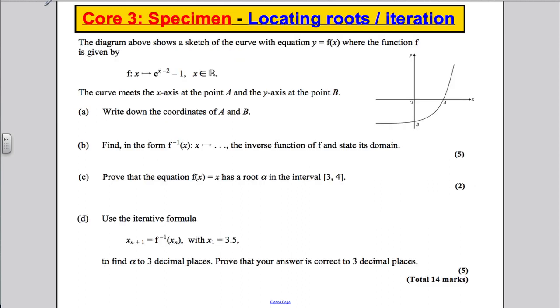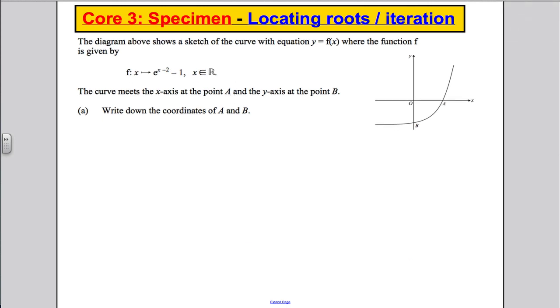Okay, and then just to finish off, here's the last question of these type of topics. So pause the video, have a go. Right, going through bit by bit, the diagram shows the curve y is f of x is this, write down the coordinates of a and b.